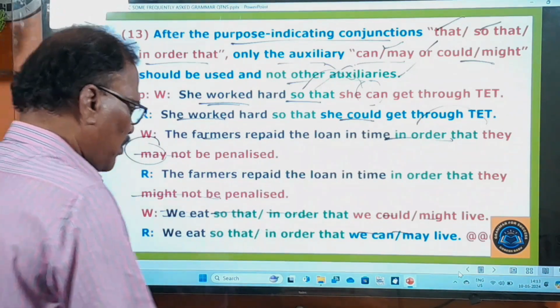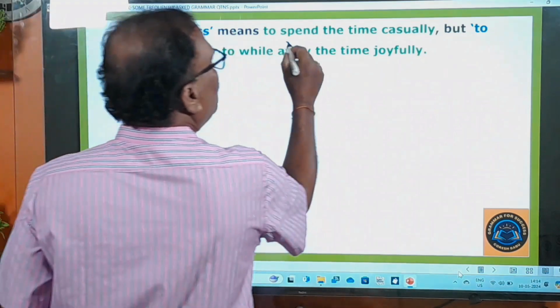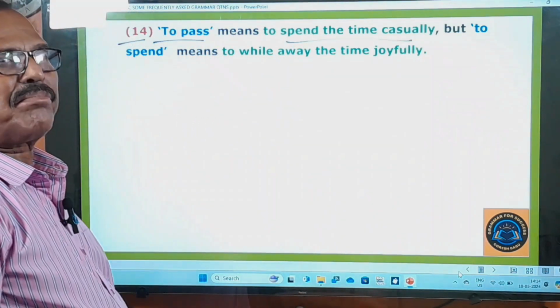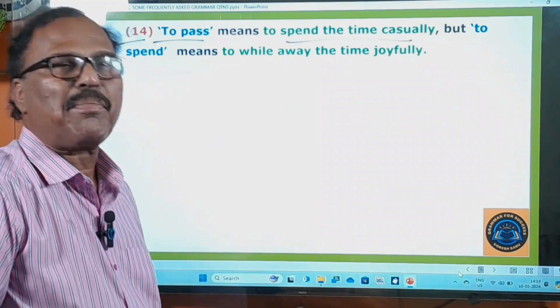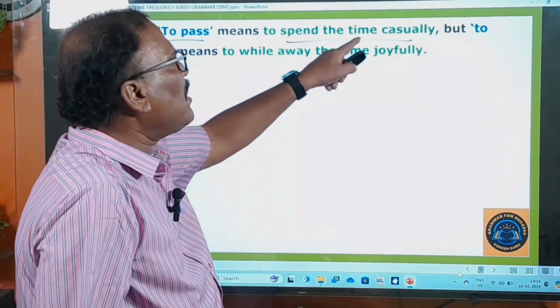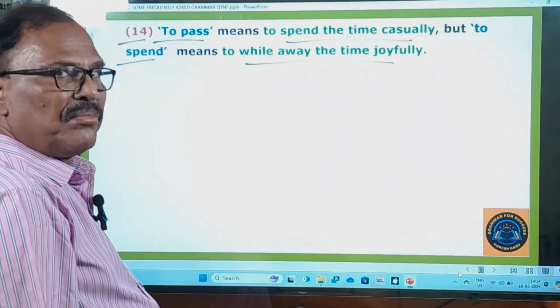Okay, and now let's move on to learn the next rule. 14th one is there. To pass means to spend time casually. Pass, time pass. How are you passing your time? Pass means to spend the time casually, but to spend means to while away the time joyfully.